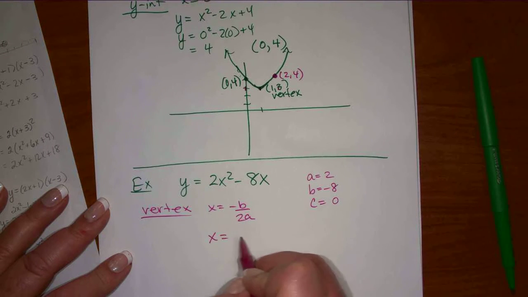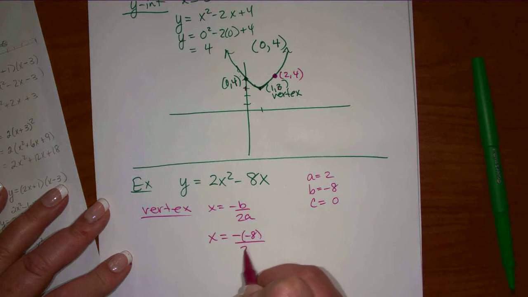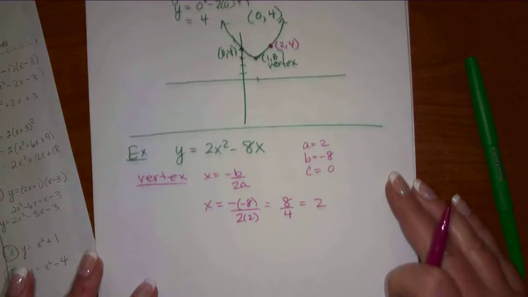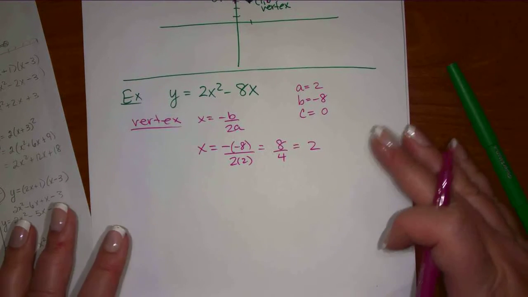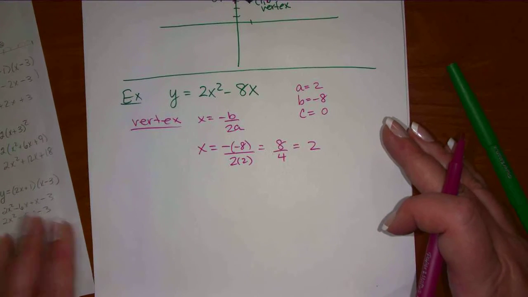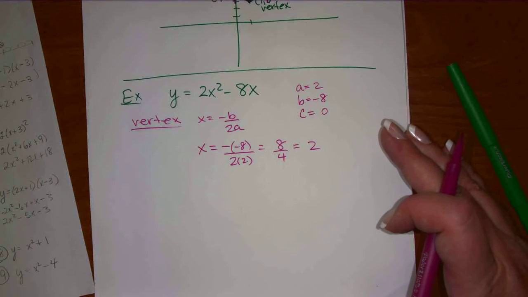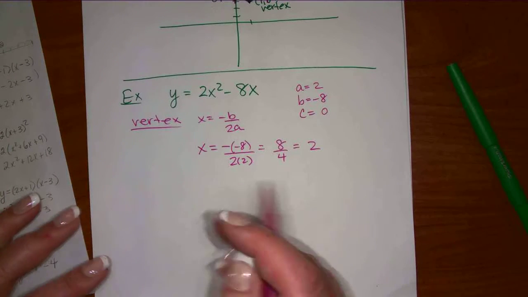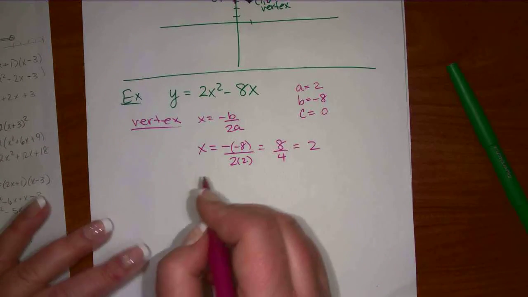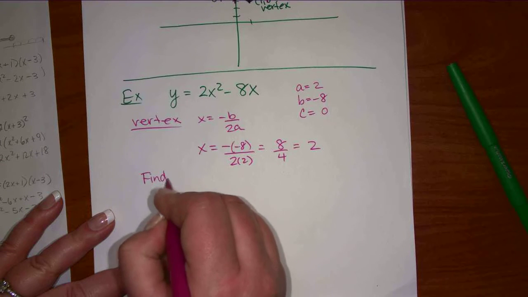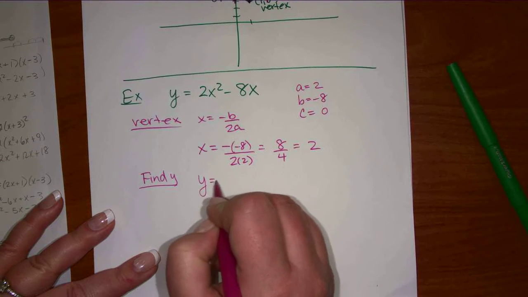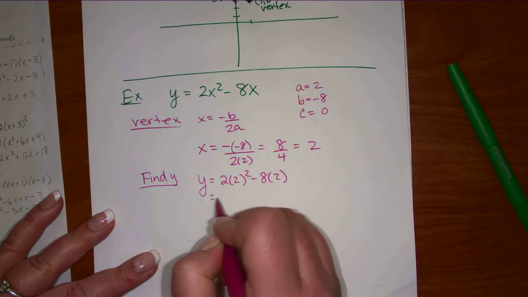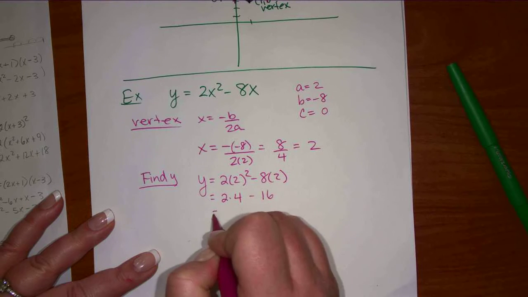So x equals minus negative 8, plus 8, over 2 times A. So 2. Could these answers be fractions? Absolutely. Right? We want to keep it easy, but you can get a fraction, and then you'd have to plug the fraction into the equation. So it's a little longer, but it's still the same process. So now find y. 2x squared minus 8x. So we're going to plug a 2 in there. So 2 times 4, 8 minus 16.